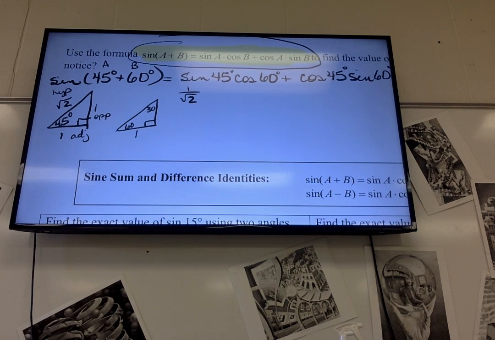across from the 30 is 1. Across from the 60 is square root of 3. Hypotenuse is 2. What page? We are on page 648. This is adjacent, and this is opposite because we were talking about 60. So what's the cosine of 60? Yep, 1/2, 1/2.